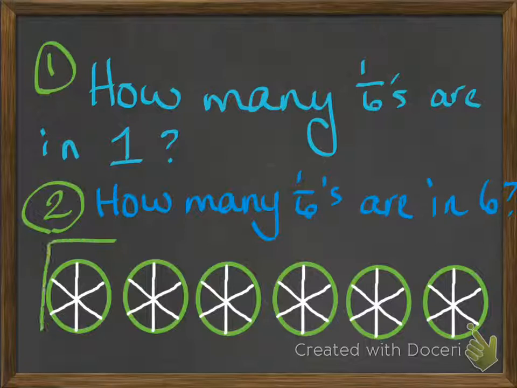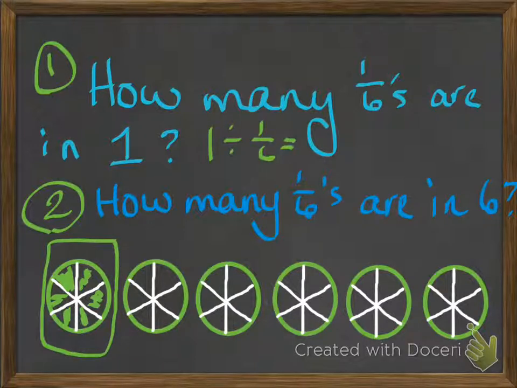Okay, so if I look at just one of these, it's cut into 6. There are 1, 2, 3, 4, 5, 6. So the first problem, there are 6 1/6. 1 divided by 1/6 will equal 6. How many 1/6 are in 6? That's asking if you had 6 of something and you divide it by 1/6, how many are there? It's going to equal 36.